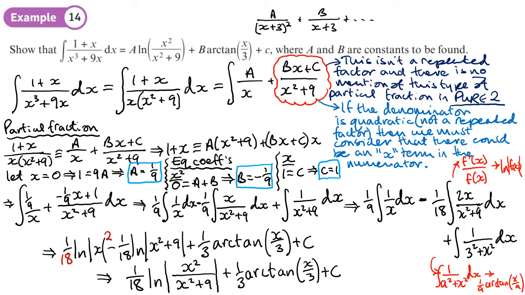So I suppose we could finish it off by saying, well, our value of a is 1 over 18, and our value of b is 1/3, isn't it?